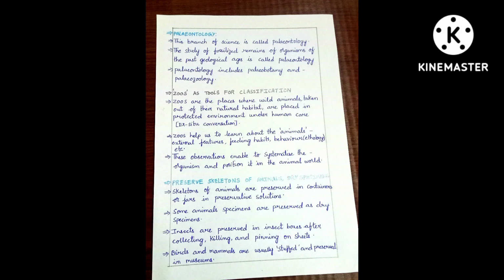Ex situ conservation. Here, which are the places of animals? Zoos are the places where the animals are taken out of their natural habitat. Here, natural habitat means a particular environment in which an organism lives and meets the conditions an organism needs to survive. They are placed in a protected environment under human care.